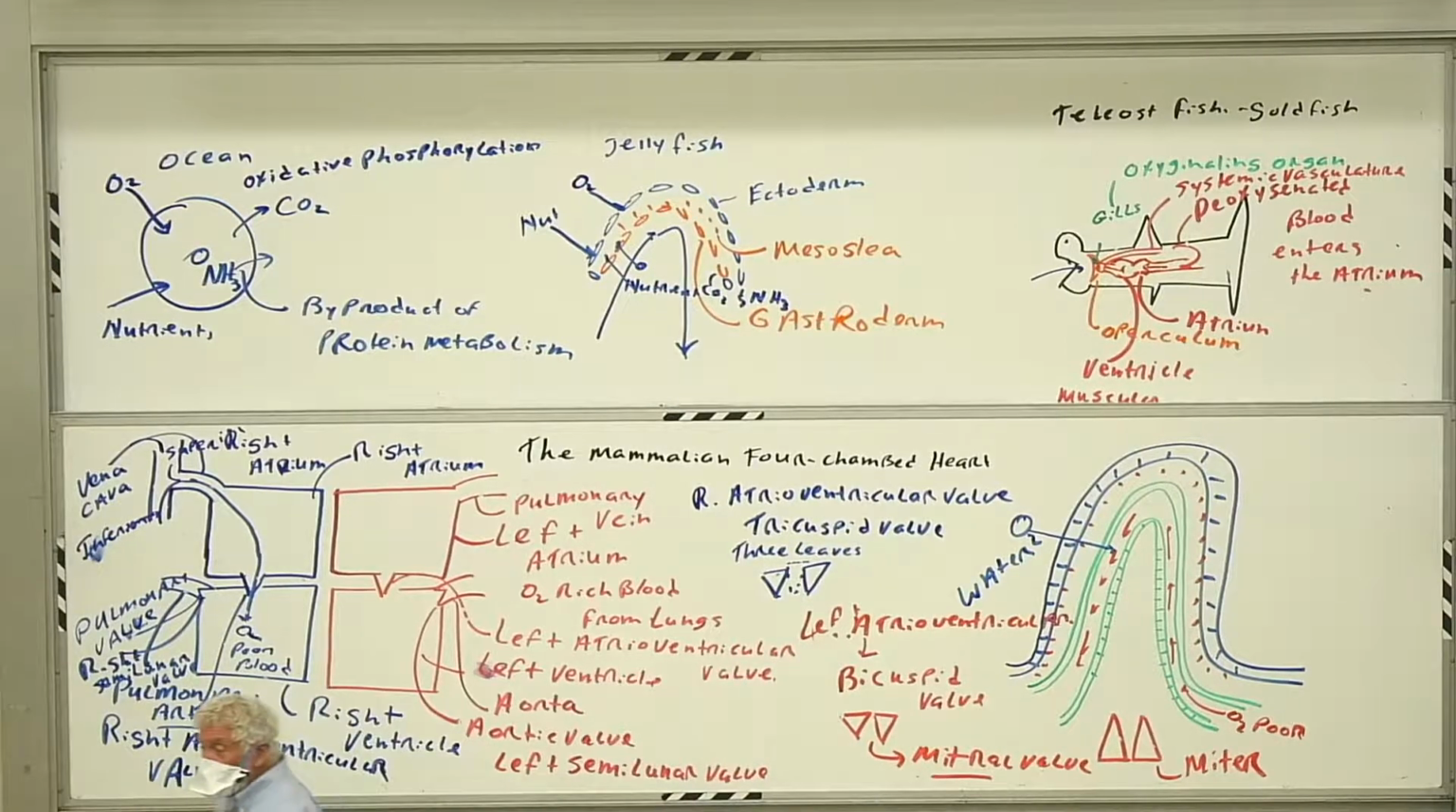So the bicuspid valve's on the left. It's the left atrioventricular valve. Tricuspid's on the right. It's the right atrioventricular valve. Good. Anything else? All right.